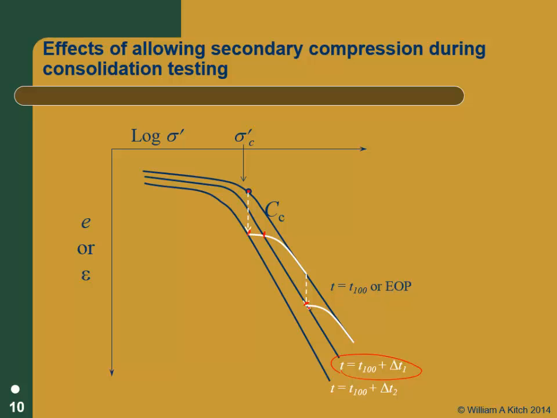So this is one of the problems, and you'll find this as you analyze the E-log P curves that you got from the 24-hour test. If you go back and calculate the primary correlations, you'll see exactly this. So what's going on here? There are two really important things going on here. What's changing as I allow the consolidation test to go past the end of primary?